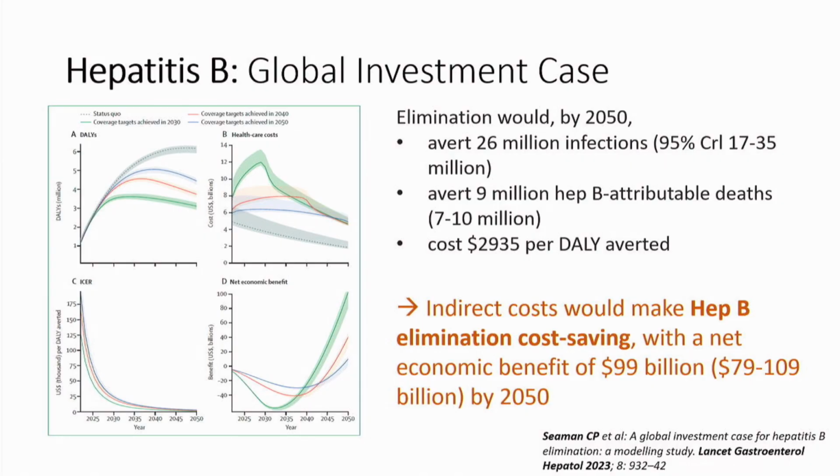Similarly, for hepatitis B, only there it takes a lot longer. Again, millions of infections, millions of deaths averted, at a better cost effectiveness than the global hepatitis C case. But here we would be waiting for a very long time. That's the curve in the upper right there, to see an actual net cost saving. So those lines don't cross until 2050. This is also a much longer model time frame.